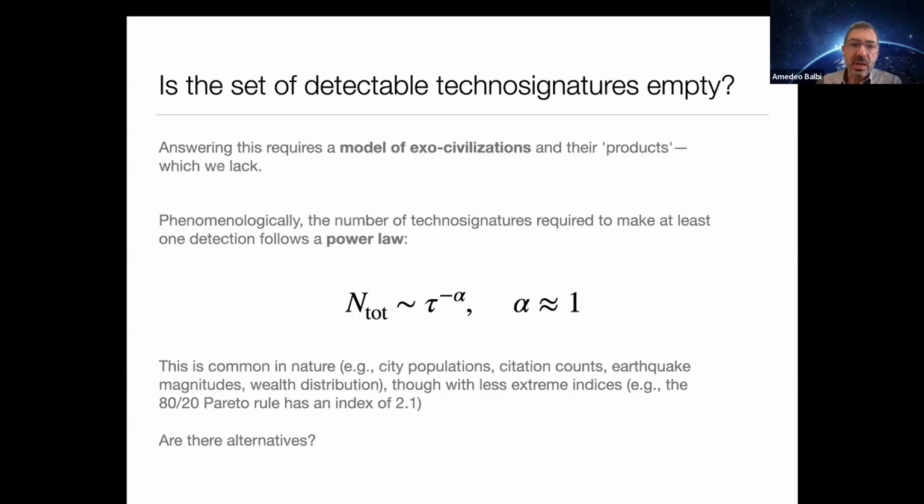And power laws are actually quite frequent in nature. For example, the distribution of city population, of earthquake magnitudes, and so on, or for example, the wealth distribution follows a power law. So there are very, very few hugely rich people and a large distribution of not so rich people, and so on. And so you get this kind of behavior very frequently in nature. But unfortunately, we don't know if this applies to technosignatures. And so we can play around with alternatives.